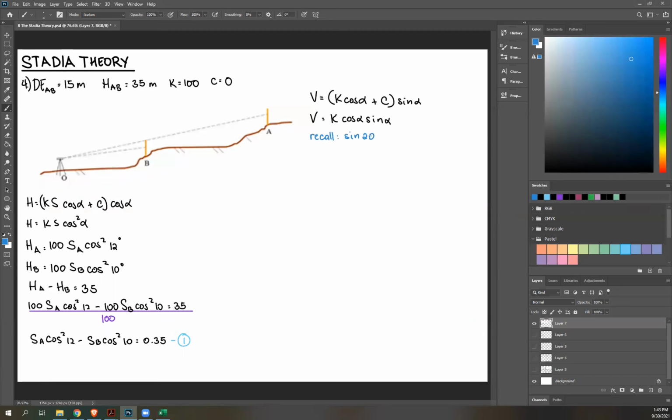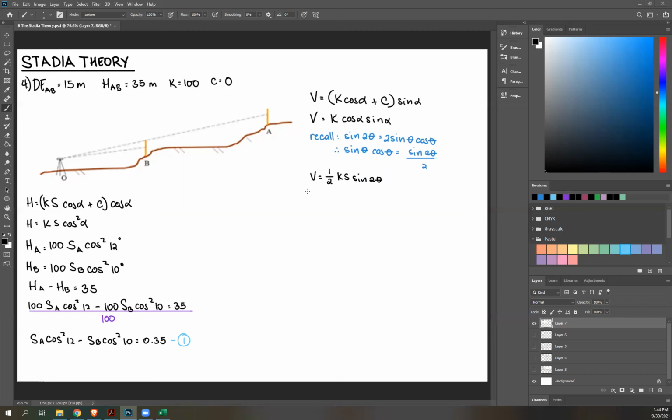sine 2 theta equals 2 sine theta cosine theta. Therefore, sine theta cosine theta is equal to sine 2 theta over 2. So let's sub that here. The V is now sine 2 theta over 2, so that will be 1/2 Ks sine 2 theta. Okay, so I did this just to make our equation easier or shorter, all right?